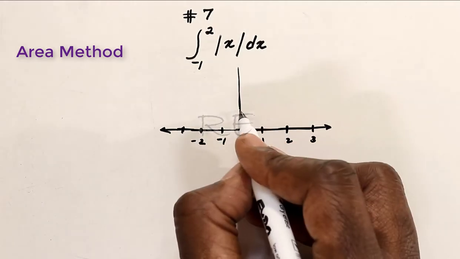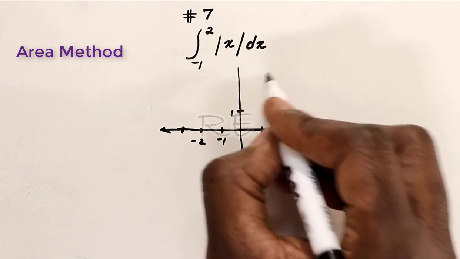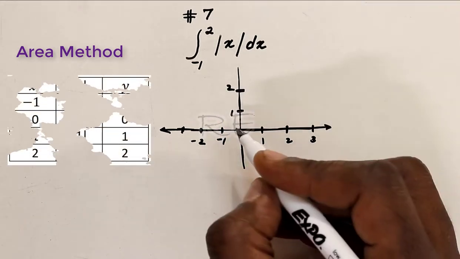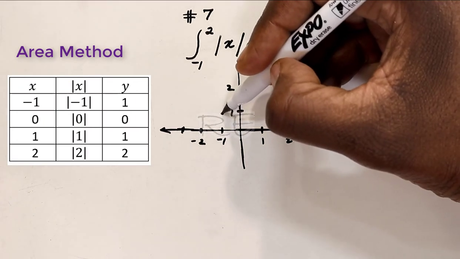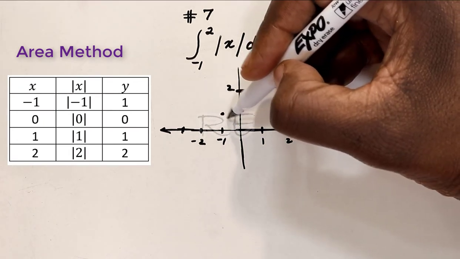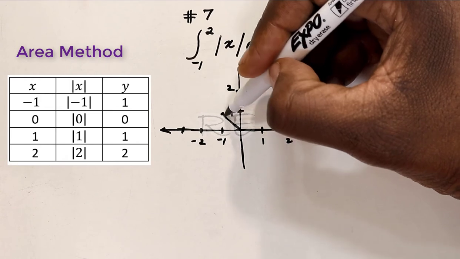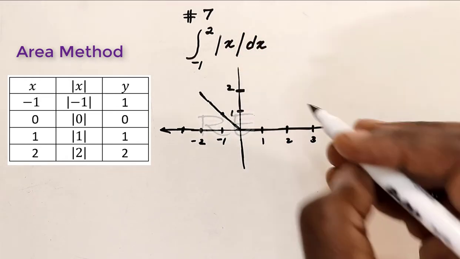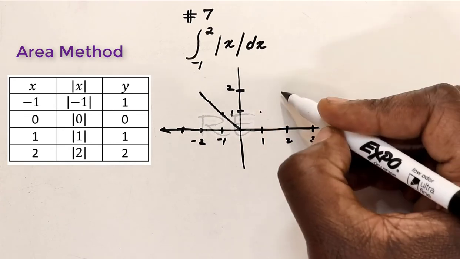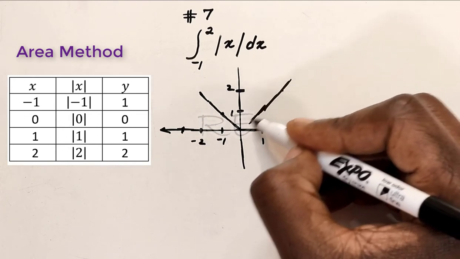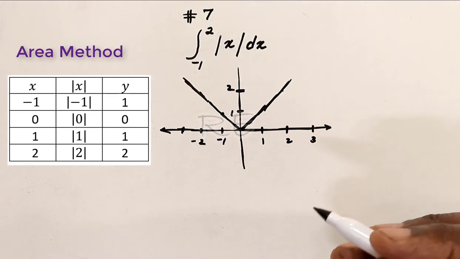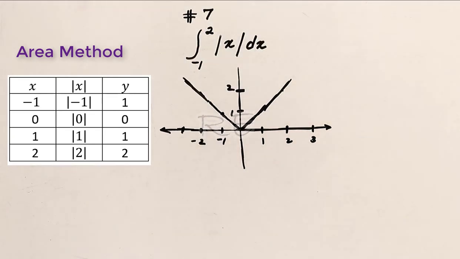So we're going to use the table of values from -1 to 2 of the absolute value of x. The absolute value of -1 is 1, so 1 is 1. Absolute value of 0 is 0, 0 is 0. And 1 is positive 1 is 1, and positive 2 is 2.